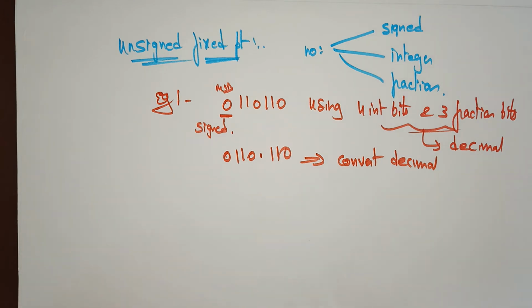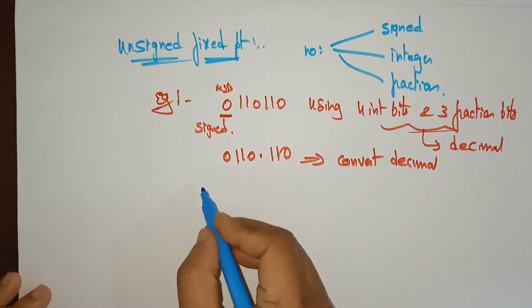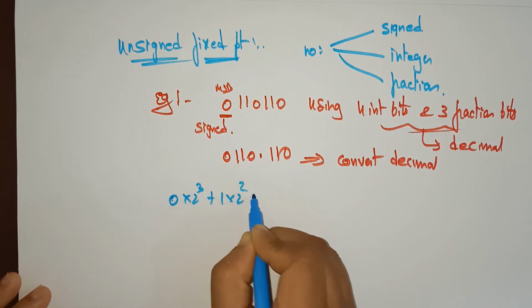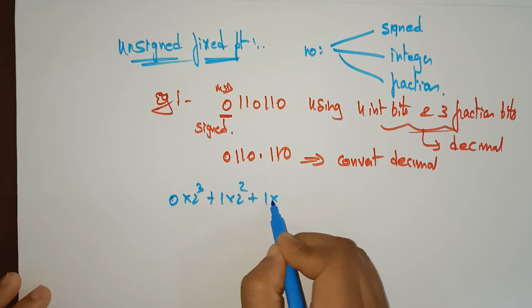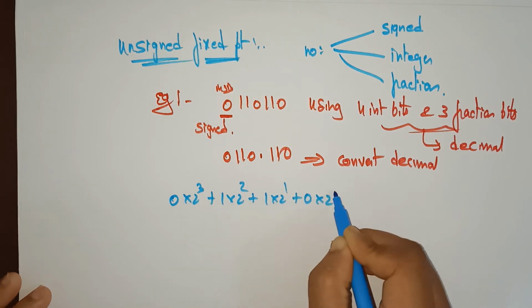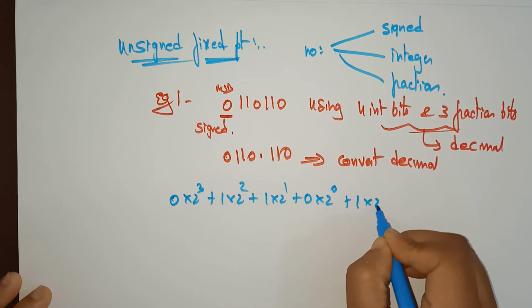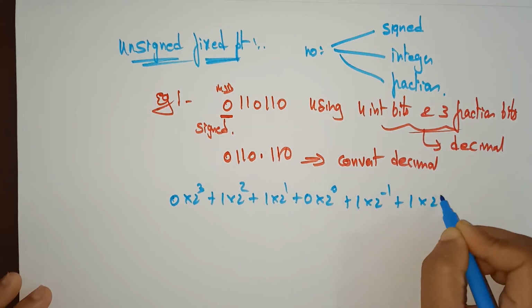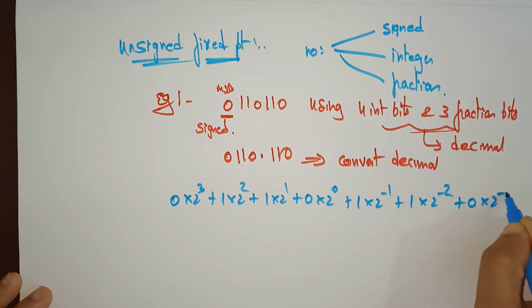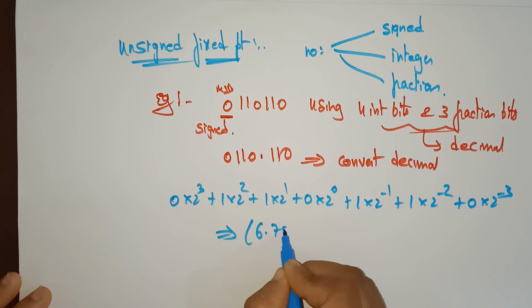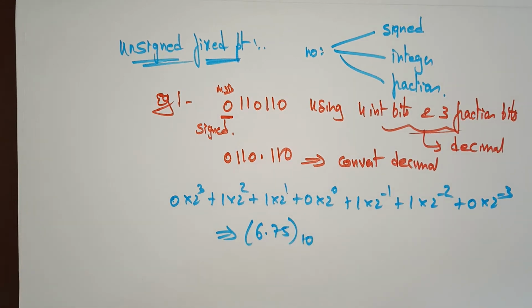You know this is a binary number. How are you going to convert it into decimal? You all know the calculation: 0 into 2 power 3 plus 1 into 2 square plus 1 into 2 power 1 plus 0 into 2 power 0. And coming to after the decimal point, 1 into 2 power minus 1 plus 1 into 2 power minus 2 plus 0 into 2 power minus 3. So if you perform the calculations, you will get the decimal number 6.75. So this is the way you have to represent the unsigned fixed point number.